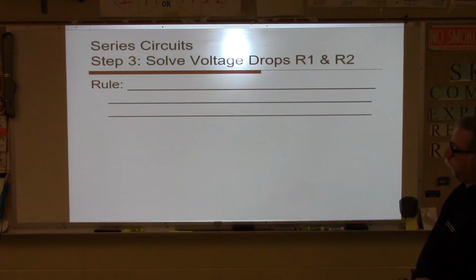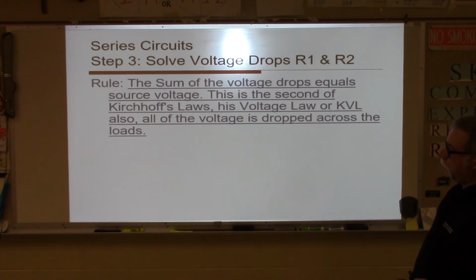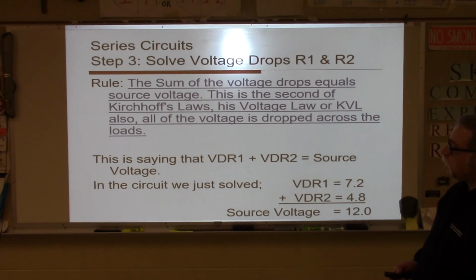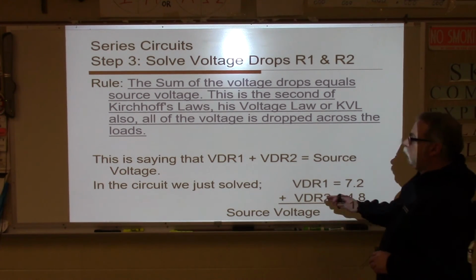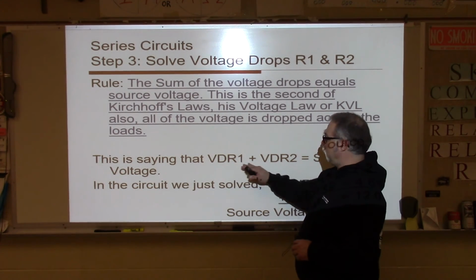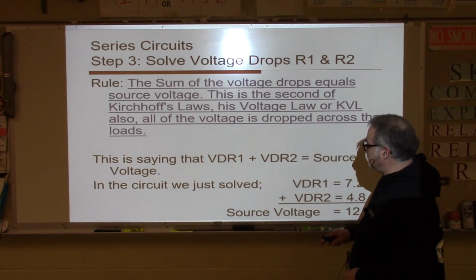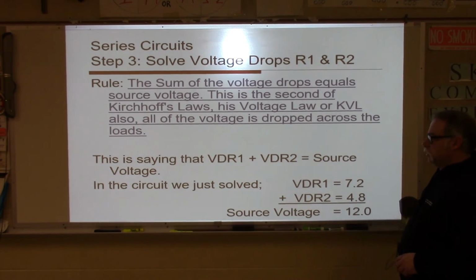We have a rule for voltage drops as well. The sum of the voltage drops equals source voltage. This is the second of Kirchhoff's laws. It's the voltage law, or KVL. Also, all of the voltage is dropped across the loads. So what we're saying here is, if we take the voltage drop at R1 and add it to the voltage drop at R2, we should get the source voltage.